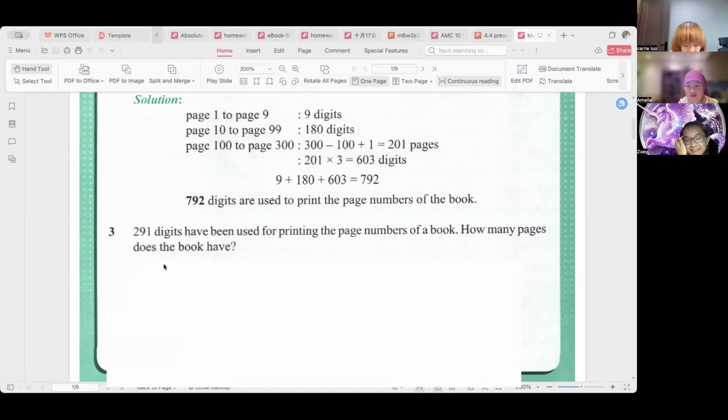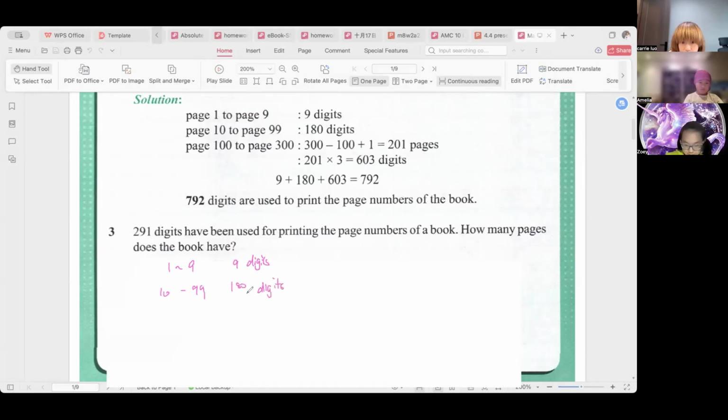Okay, Zoe, can you tell me how to do it? Amelia, listen to it very carefully. I don't think mine is the proper way to do it. I have a weird way of logic. No problem. What I thought was that 1 to 9 and 10 to 99 added together is 189. So that means it has to be something bigger than 100. Because from 1 to 9, there are 9 digits, and from 10 to 99, it's 180 digits. Get it, Amelia? Very good.